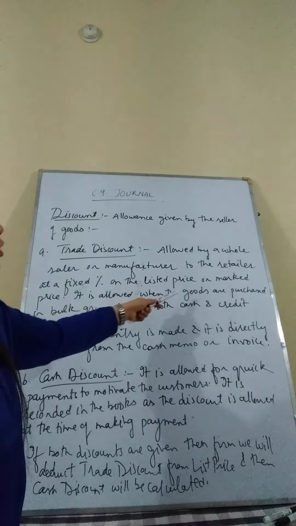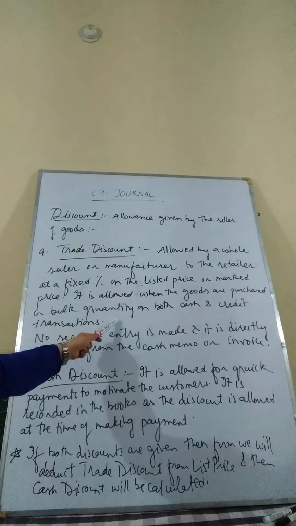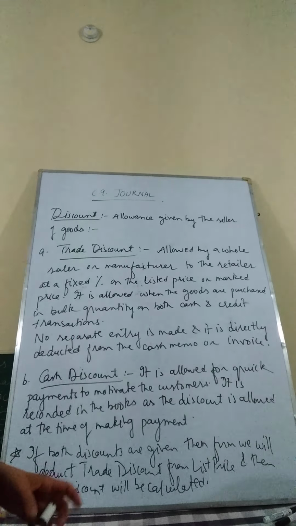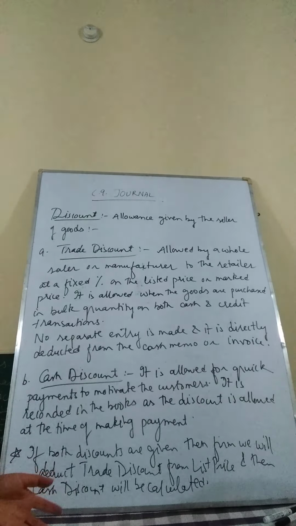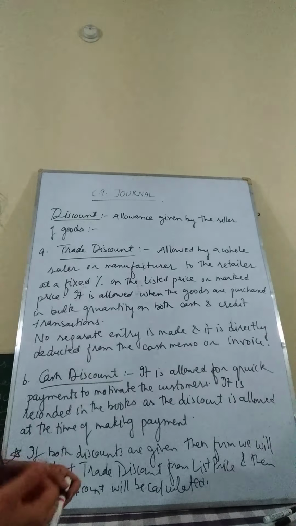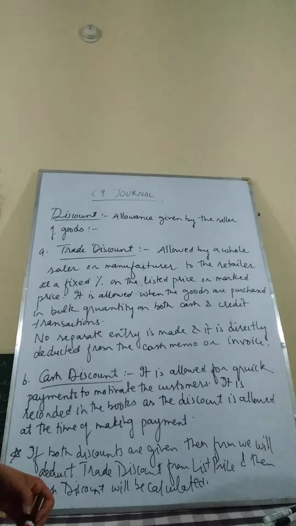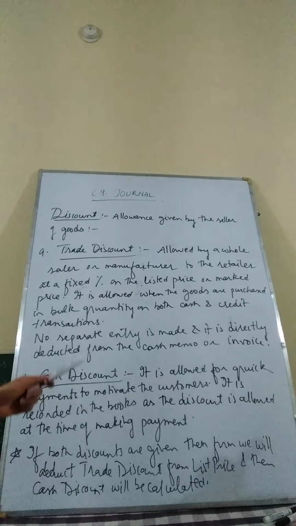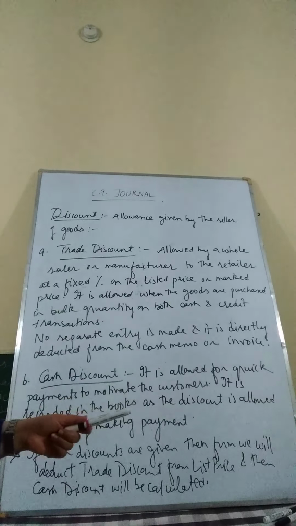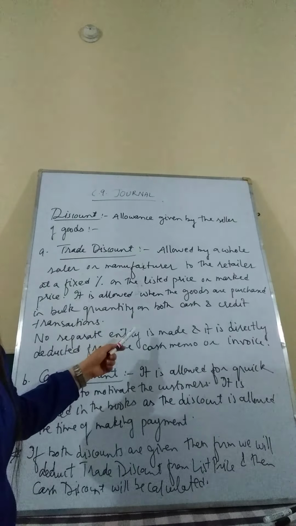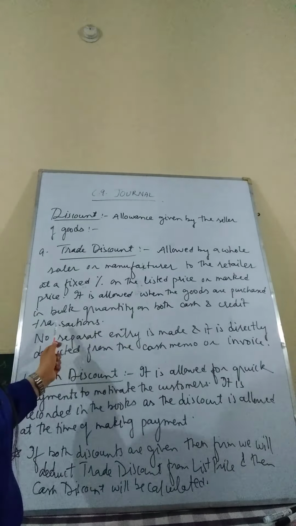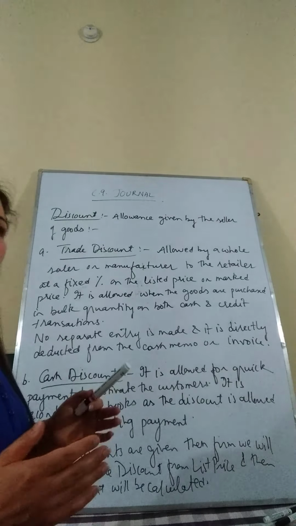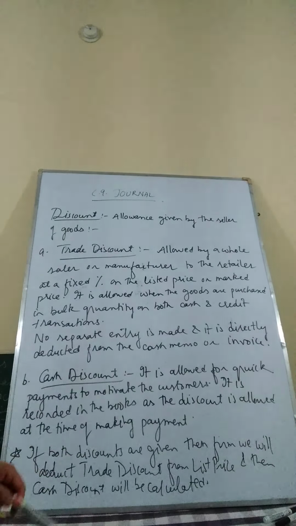It is allowed when the goods are purchased in bulk quantity. It means if the goods have been purchased by a wholesaler in a very large quantity from the manufacturer, or goods have been purchased by a retailer from the wholesaler still in a large quantity, the trade discount can be allowed. This kind of discount is allowed on both cash as well as credit transactions. Trade discount is allowed for cash as well as credit transactions, both.